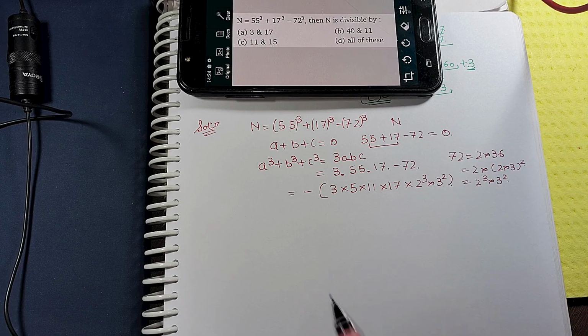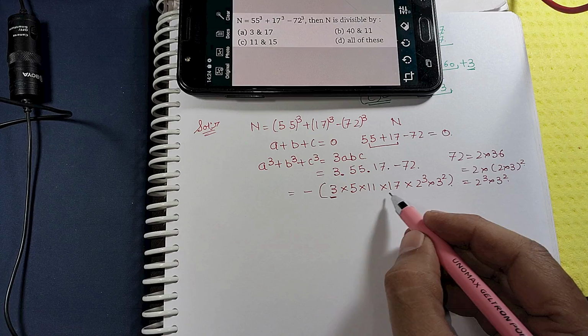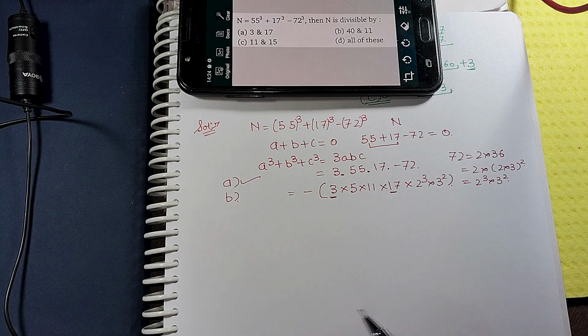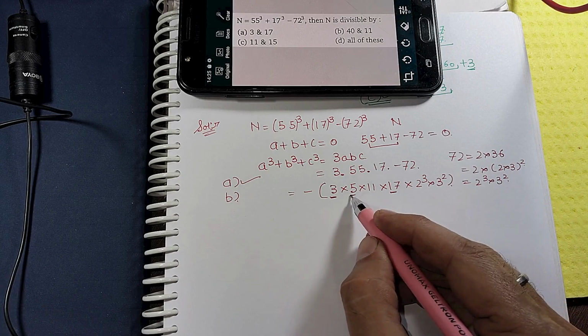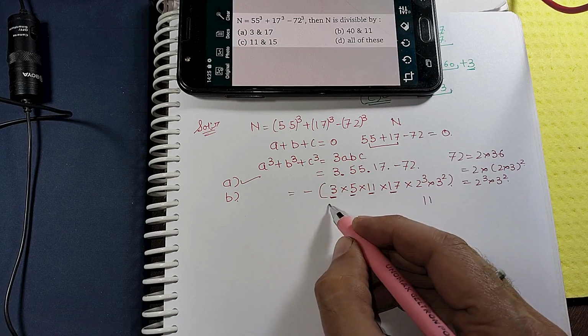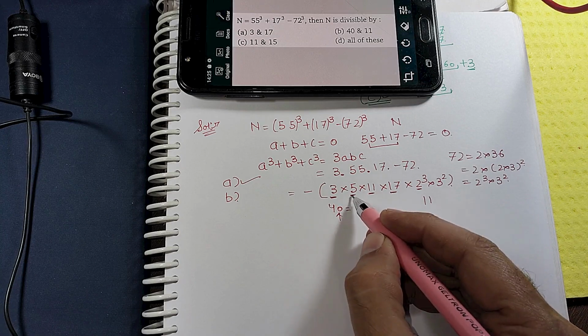Now we'll check the options. Since 3 is over here, and 17, option A is correct. Option B, 40 and 11. Now here we have 5, right? It is divisible by 11. Now for 40 we need to check. 40 is possible, since it has 10, we must have one pair of 5 and 2.